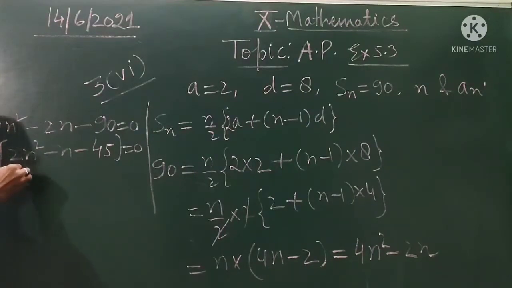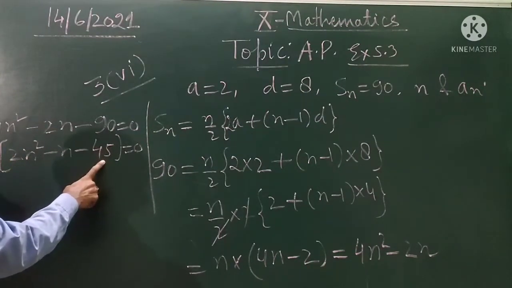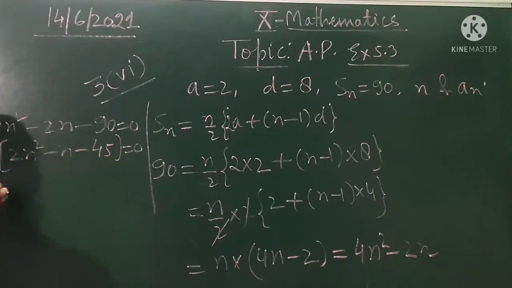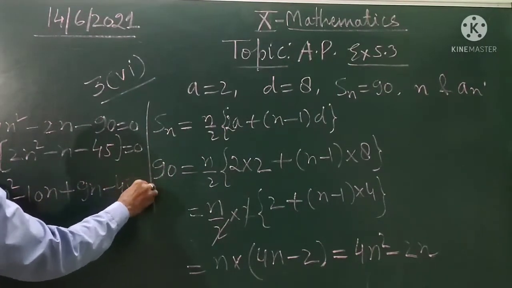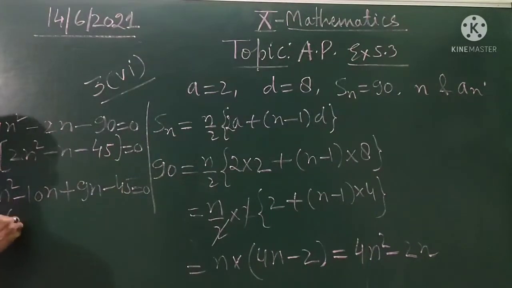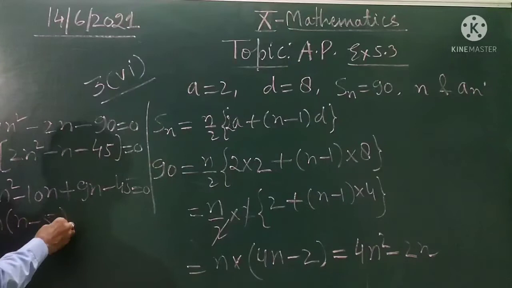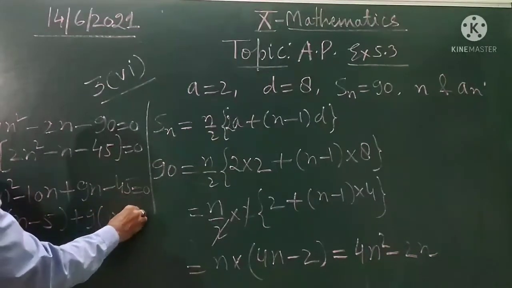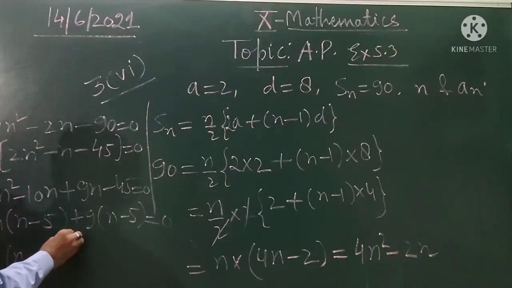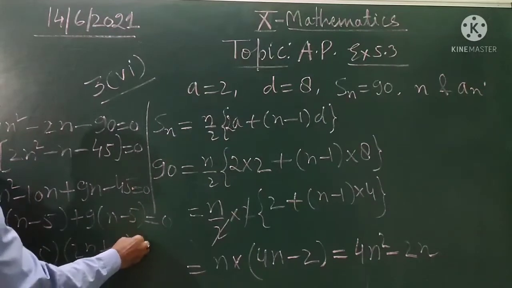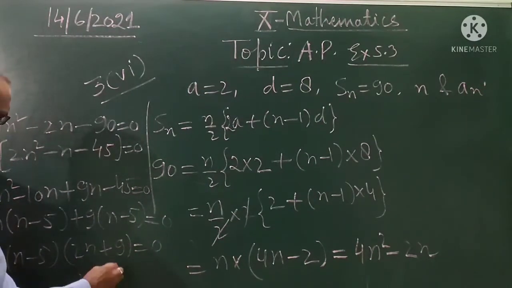2 cannot be 0. Now 2 into 45 is 90. We can write it as 10 into 9 is 90. So it is 2n square minus 10n plus 9n minus 45 equal to 0. 2n common, it is n minus 5 plus 9 common, n minus 5 equal to 0. Now n minus 5 into 2n plus 9 equal to 0. Since n cannot be negative, n equal to 5. The value of n is 5 here.